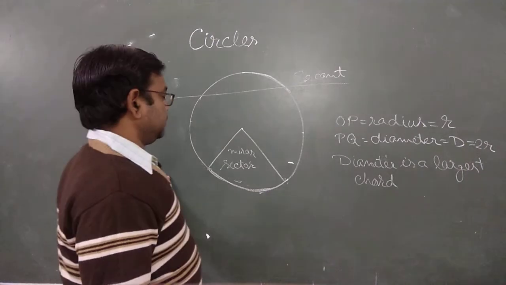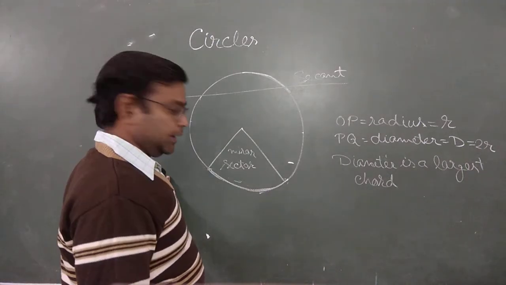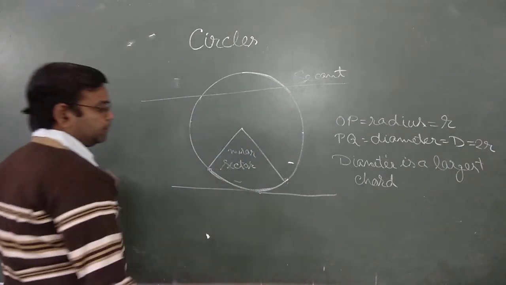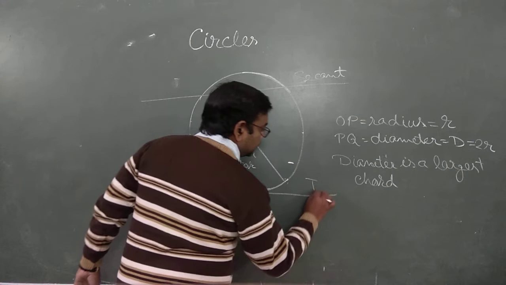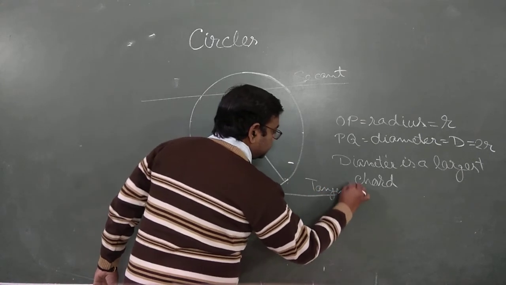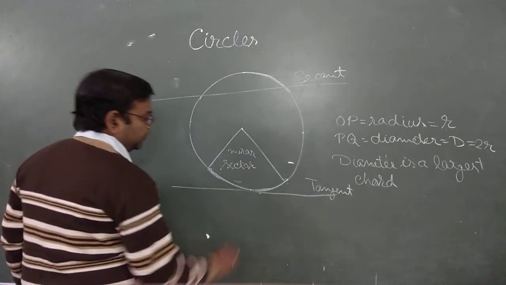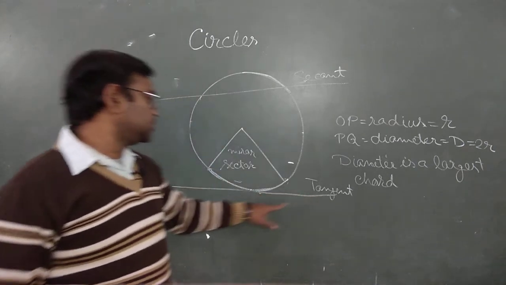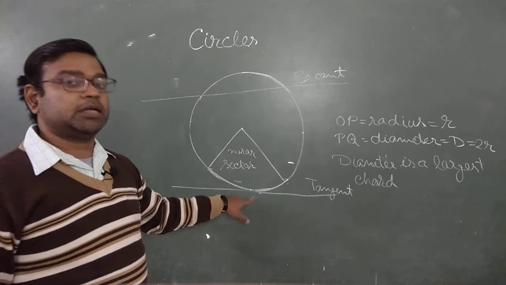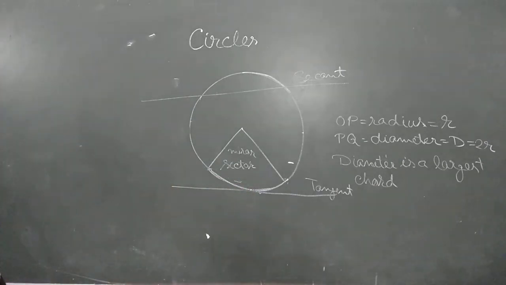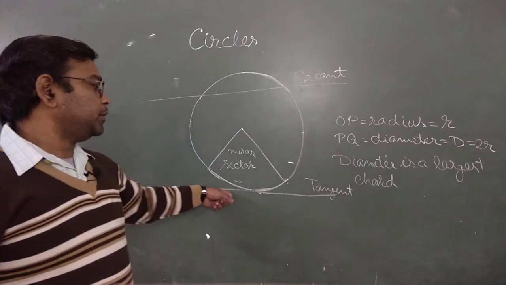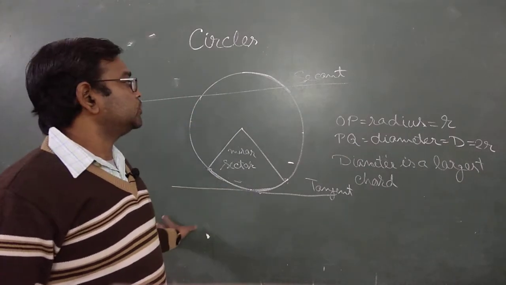Now, if a line just touches the circumference of a circle at one point, this type of line is known as a tangent. This tangent touches the circumference of the circle at a single point. Hope this is clear. Now in this chapter we only discuss some properties of tangent. Clear? So let's start.